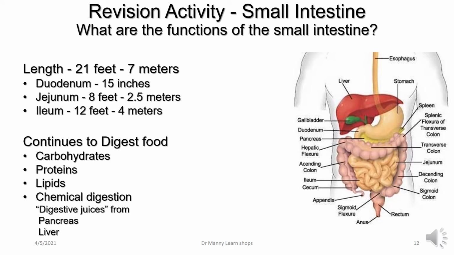And what's its function? Its function is to continue to break down food, to digest food, such as carbohydrates, proteins, lipids. It's chemical digestion. And additional digestive juices are liberated and sent into the small bowel from the pancreas and the liver.